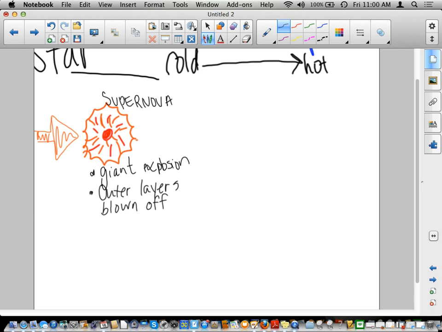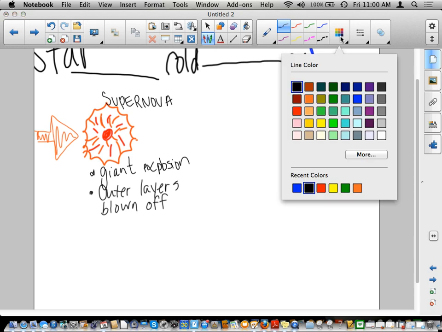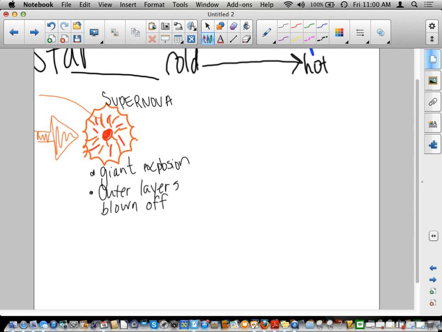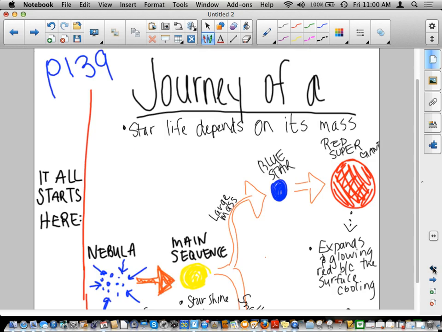Now, because so much of it is blown off, and it's such a big explosion, and it's blown off so far, that when these gas and dust particles blow off, they can actually be recycled back into a new star. So I'm going to take an arrow from my supernova all the way back to my nebula.